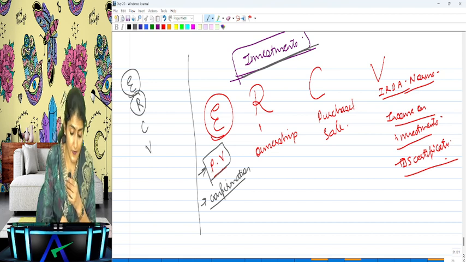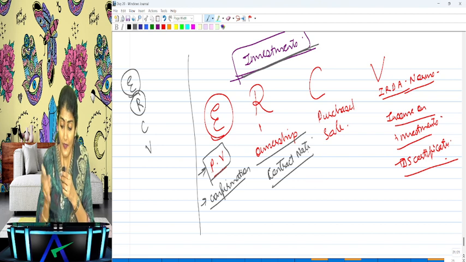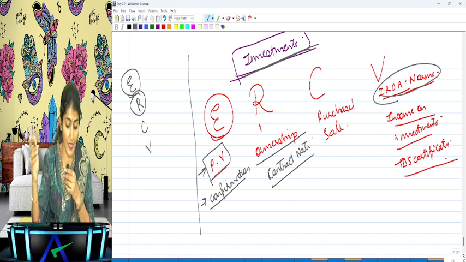Then I want to check the rights and obligations. For that, I can check the contract note, whether it is the broker's note, and whether it is in the name of the insurance company. Then whether the investments have been done as per the IRDA norms, the valuation, classification, right?